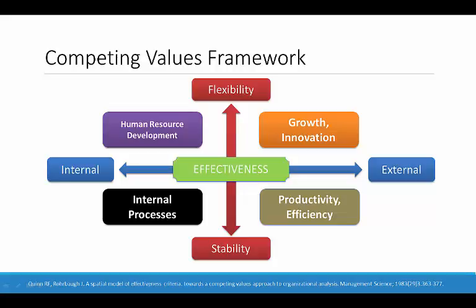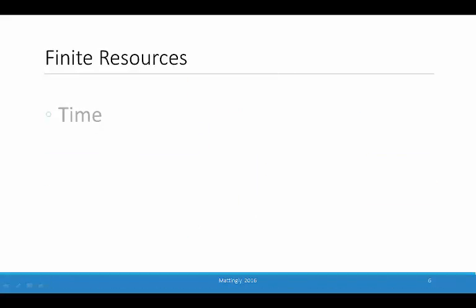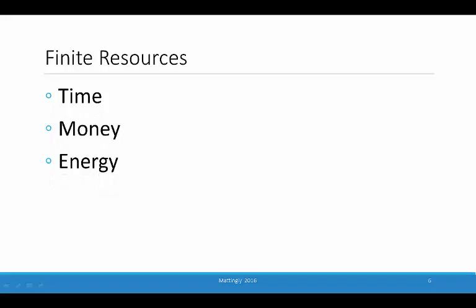And the reason why we talk about managing our time and managing different projects is that we have finite resources like time, money, and energy. I've always heard that if you want to see where someone's values are, just look at their calendar and look at their bank account.